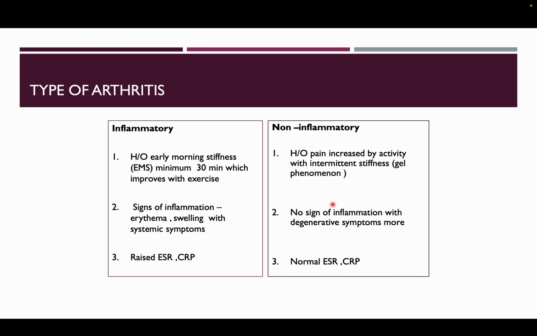There are no signs of any tenderness, swelling, or redness. Nothing is there on the joint space, and ESR and CRP are normal. Though osteoarthritis is considered degenerative, there is some amount of inflammation involved in osteoarthritis also. Sometimes swelling can occur. So osteoarthritis is per se not completely a degenerative arthritis. Sometimes some amount of inflammation is also involved.